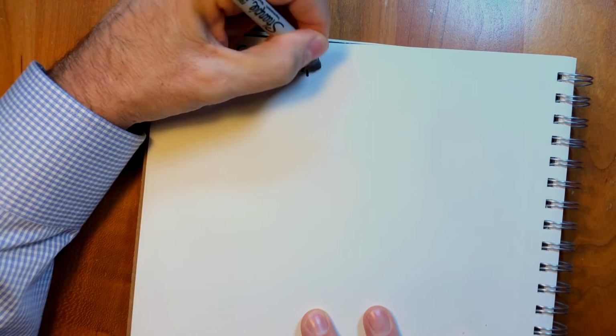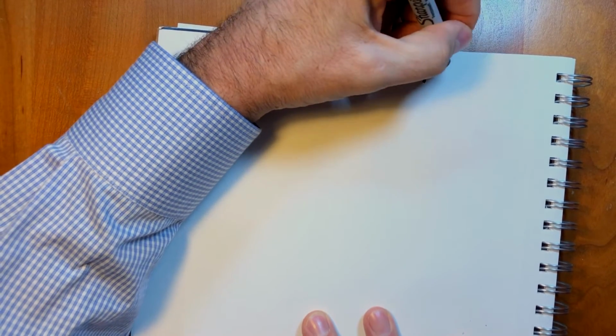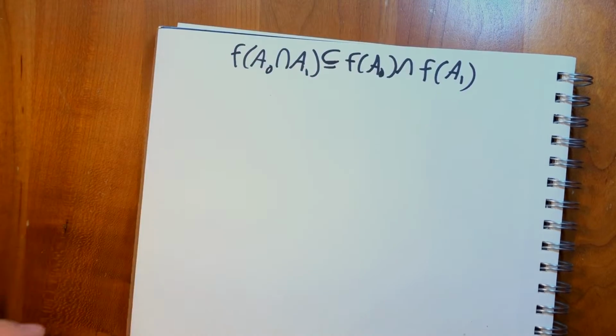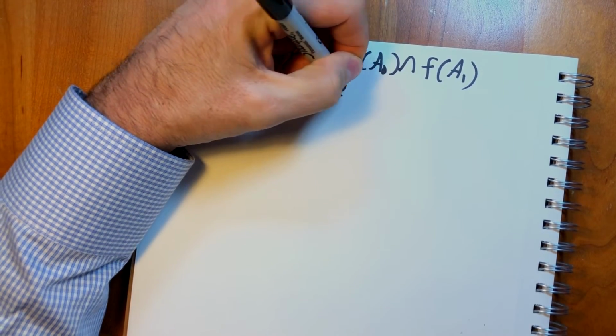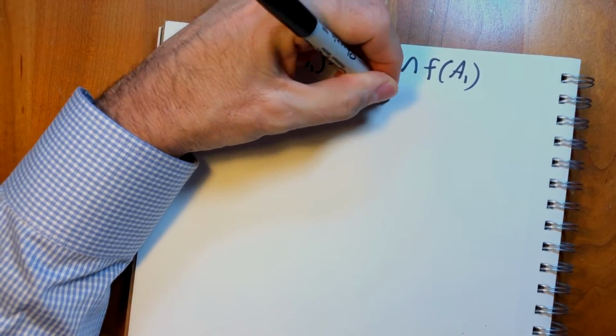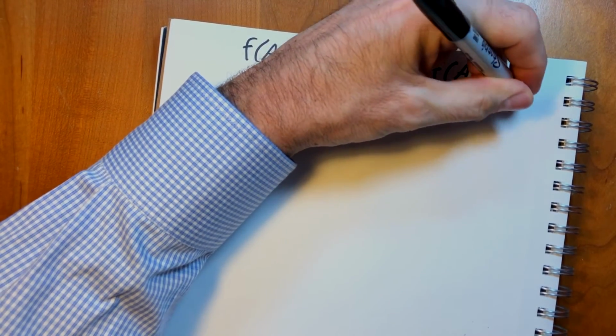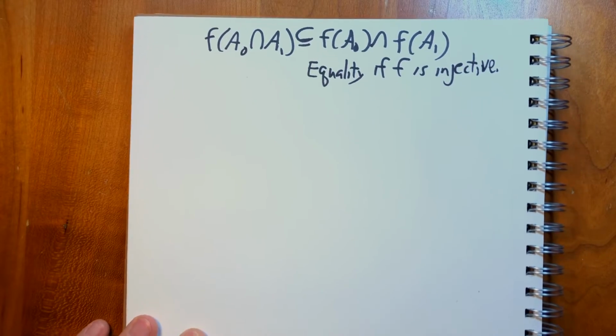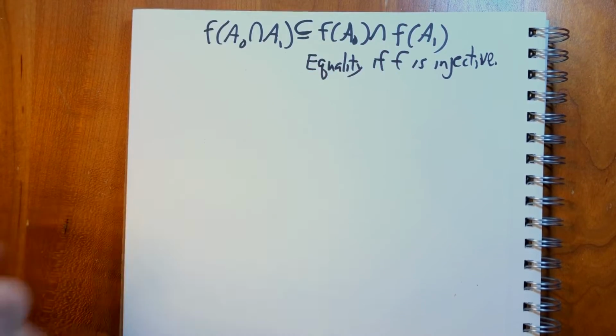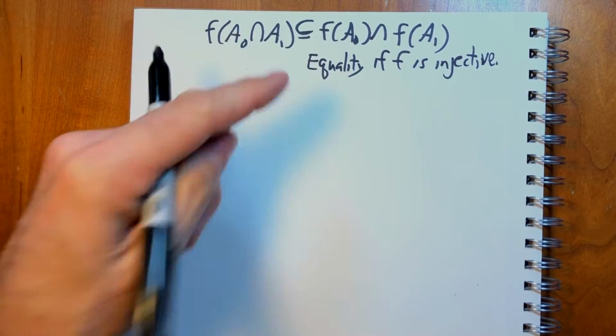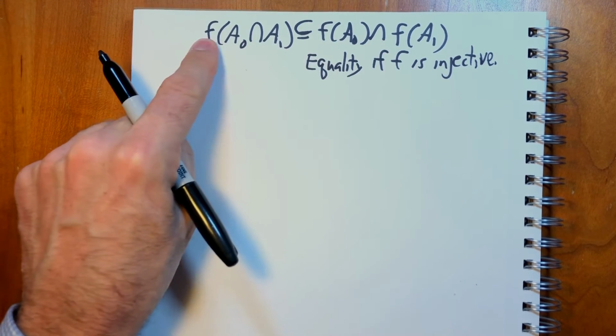So next up is that the image of the intersection of A0 and A1 is a subset of the intersection of the two images. But this is where the image operation breaks down. This is not necessarily true going the other way, unless f is injective. Okay, so first we'll prove this, then we'll prove going the other way, but we'll have to use injectivity in order to do it, okay?